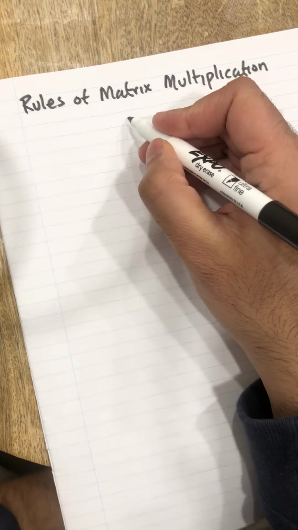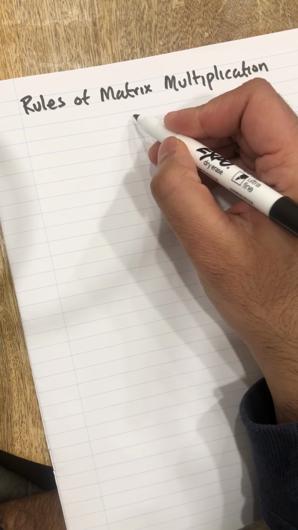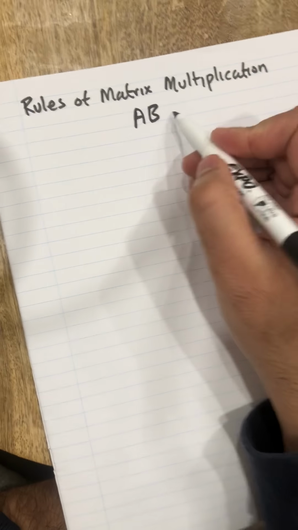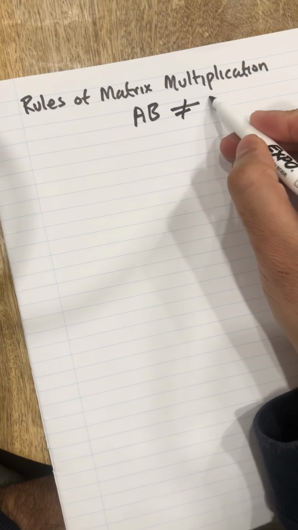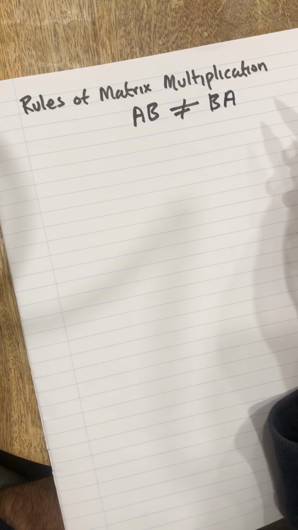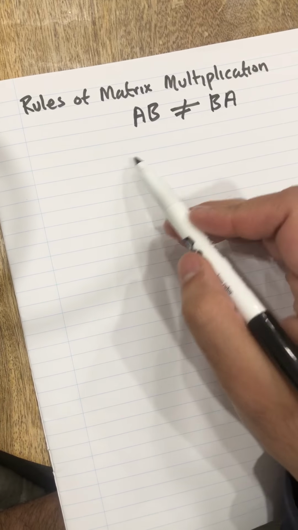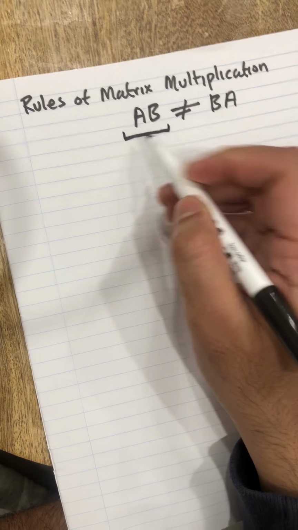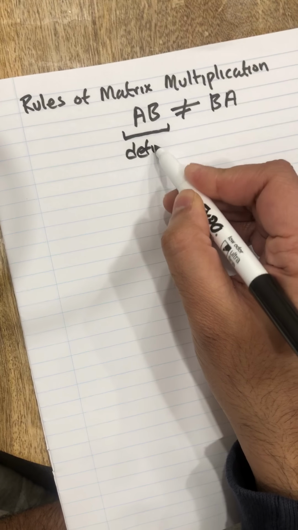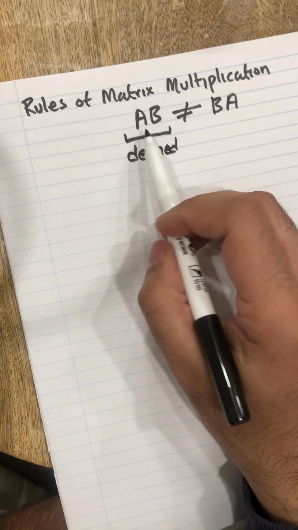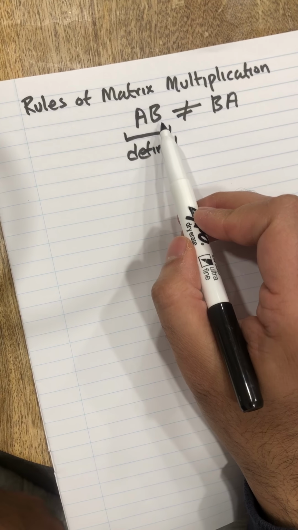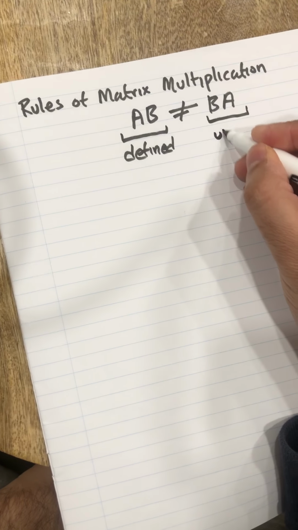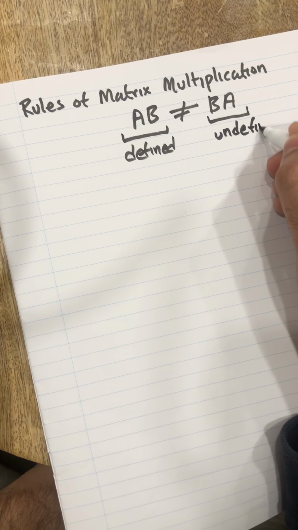Okay, so in the last video, I was showing you some of these rules of matrix multiplication where in general, the product of A into B does not have to equal the product of B into A. In the last example, this was the case because we saw that the product of A into B was defined because the number of columns in A was equal to the number of rows in B, but the product of B into A was undefined, right? This was just for the last example.